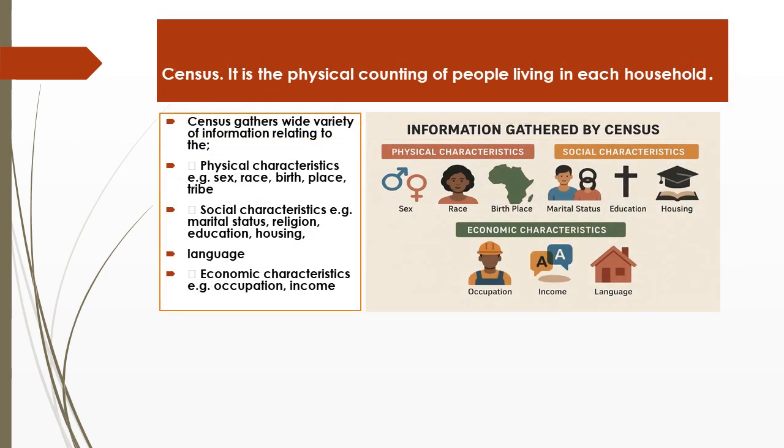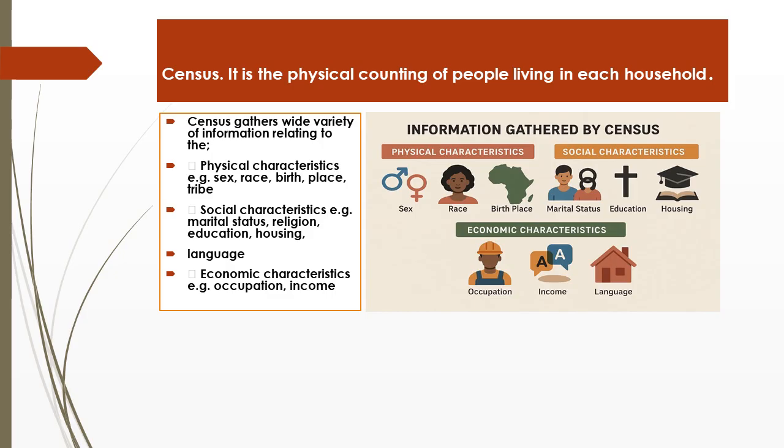What is a census? This is the physical counting of people that are living in each household. When a census is carried out, they try to count people in each and every household. What do they try to determine? When you look at that infograph, you can find that they tend to determine the sex, how many males, how many females are within that home or that house, what is their race, what is their birthplace.